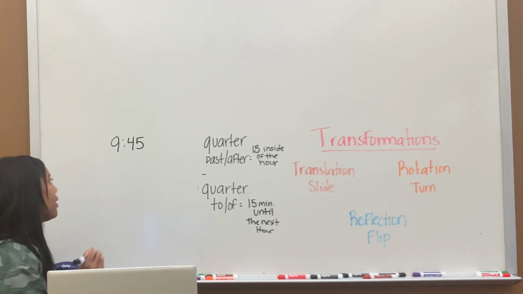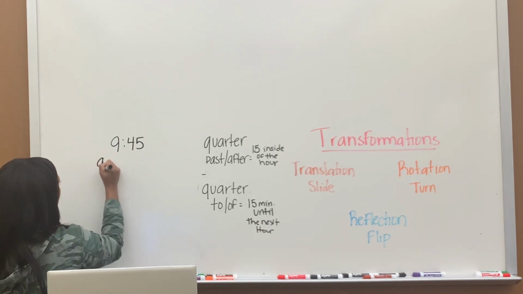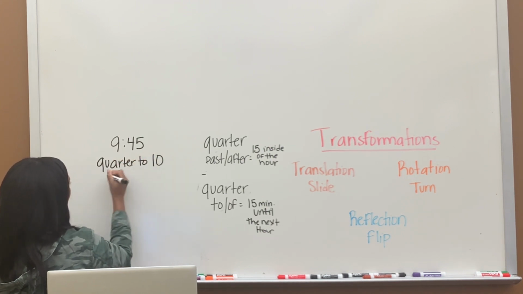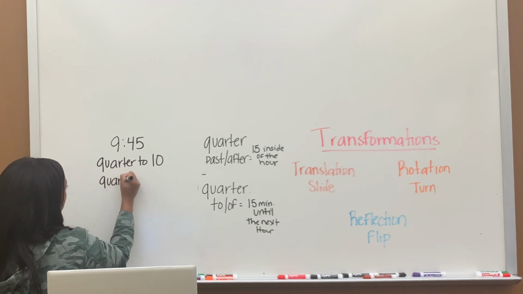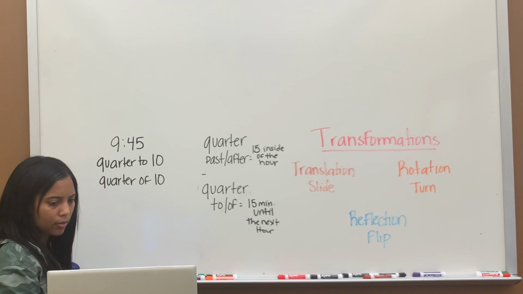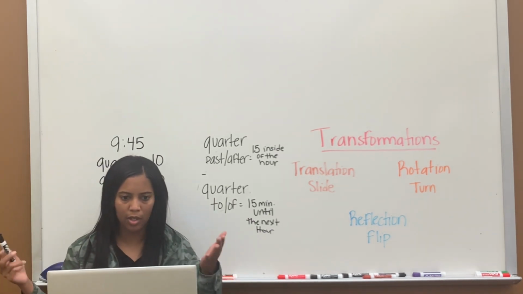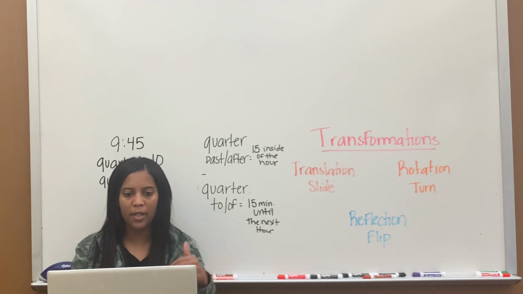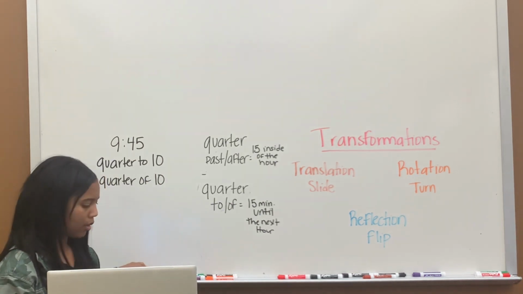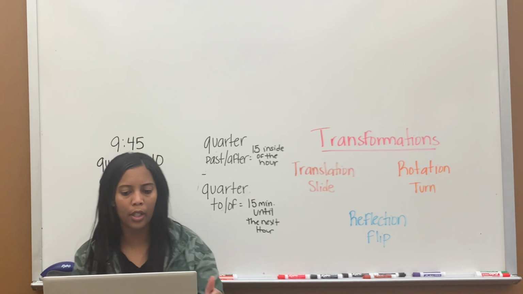Quarter to 10. Anytime it's 45, you're focusing on the next hour. Quarter to 10. And quarter of 10. Thank you. Quarter of 10. That means it's 9:45, 15 minutes until 10 o'clock. So quarter just means 15 minutes. It just depends on where the quarter is, if it determines if it's 15 minutes inside or 15 minutes until. Okay? So that's our lesson on telling and showing time to the quarter hour.